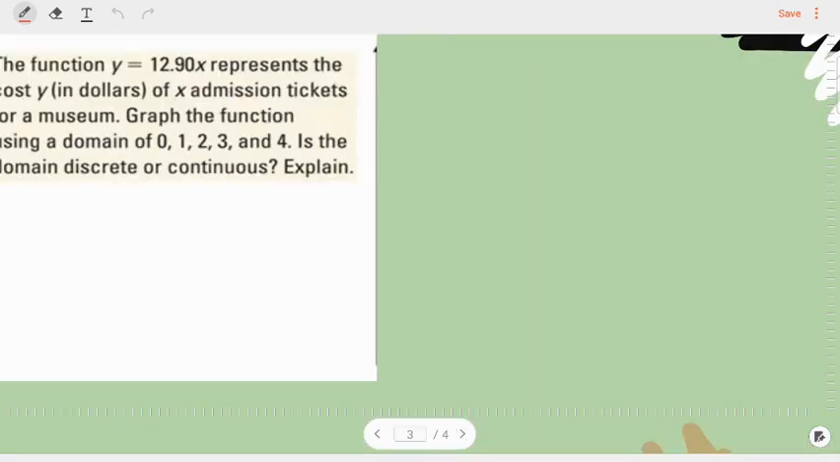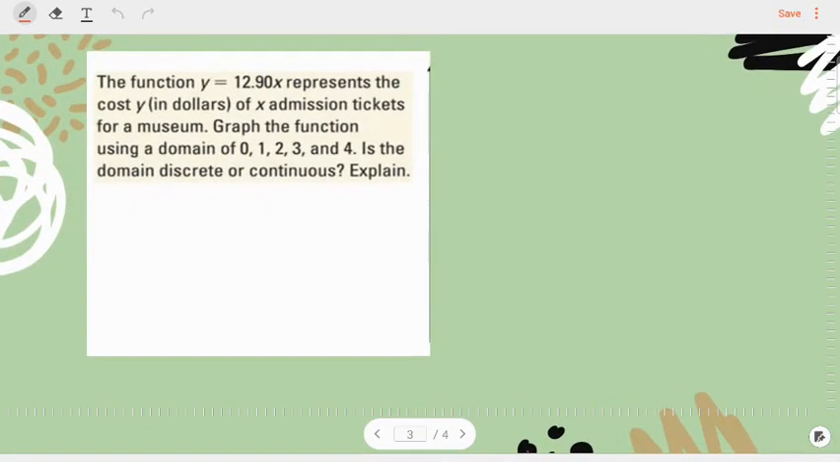Okay, now let's look at this next example. It says the function y equals 12.9x represents the cost y of x admission tickets for the museum. Graph the function using the domain of 0, 1, 2, 3, 4. Is the domain discrete or continuous?